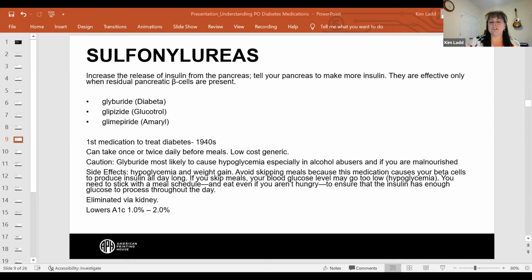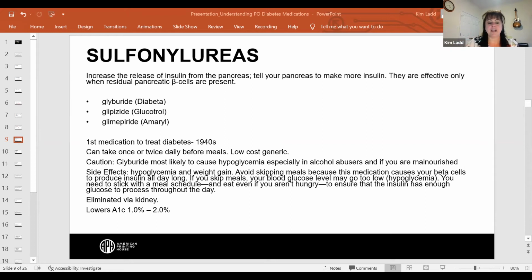These medications, you want to take them with meals. The major side effect is low blood sugar or hypoglycemia. So you never want to take these pills and not eat. You never want to skip a meal with these medications because you will get hypoglycemia. If you skip a meal, your blood glucose level will go too low. So you need to make sure you stick to a meal schedule and eat even if you are not hungry, to ensure that the insulin has enough glucose to process throughout the day.